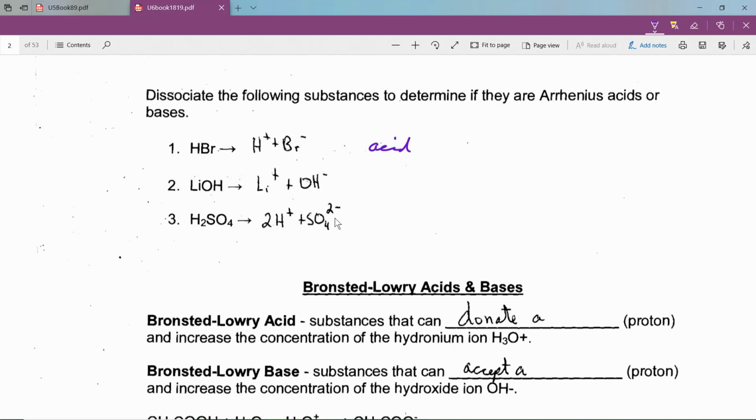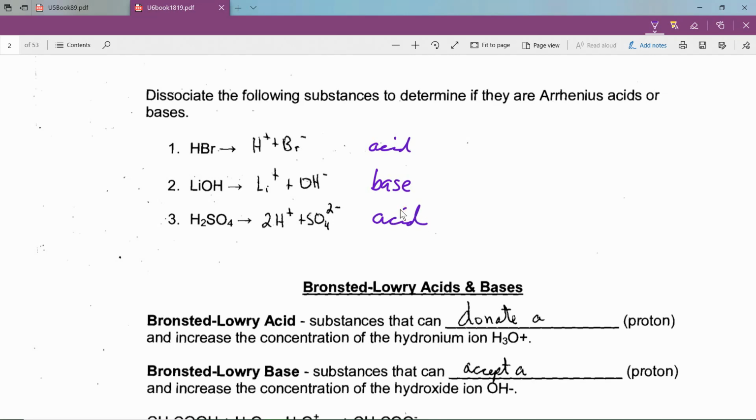LiOH breaks down, that's lithium hydroxide, into Li plus and OH minus. So that is categorized as an Arrhenius base. And H2SO4 gives you 2 moles of H plus and the sulfate. So you're releasing H plus. So that's all that's needed to call it an Arrhenius acid.